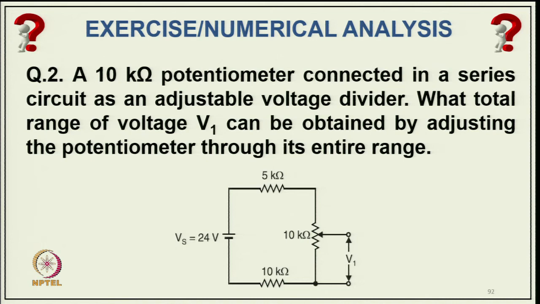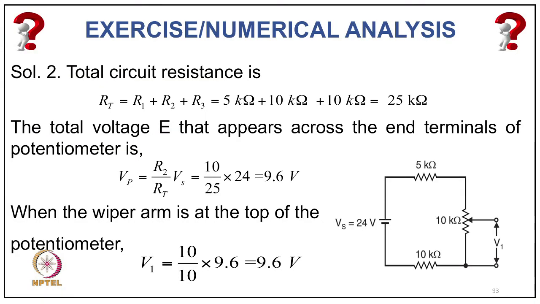Now, coming to problem number 2. A 10 kilo ohm potentiometer is connected in a series circuit as an adjustable voltage divider. What is the range of voltage V1 that can be obtained by adjusting the potentiometer through its entire range? We have a source of 24 volt and three resistances, 5 kilo ohm, 10 kilo ohm and 10 kilo ohm, where the 10 kilo ohm potentiometer lets us vary the output voltage across it by moving the pointer. To find the total circuit resistance, RT equals R1 plus R2 plus R3, that is 5 kilo ohm plus 10 kilo ohm plus 10 kilo ohm, equal to 25 kilo ohm.